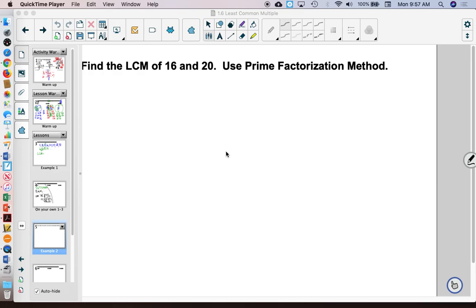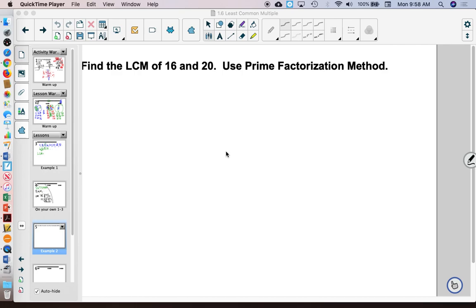Okay, so our whole goal is to find the least common multiple of two or more numbers. That's what our purpose is. Let's simply write the prime factorization for 16 and 20. Okay, who can do that? Who can tell me how to get there?